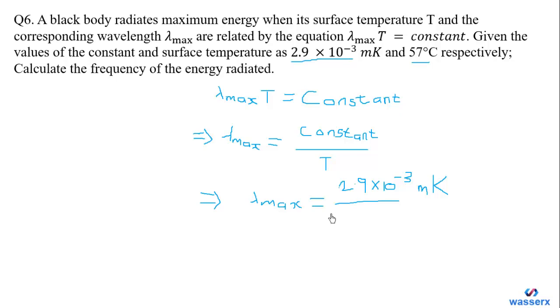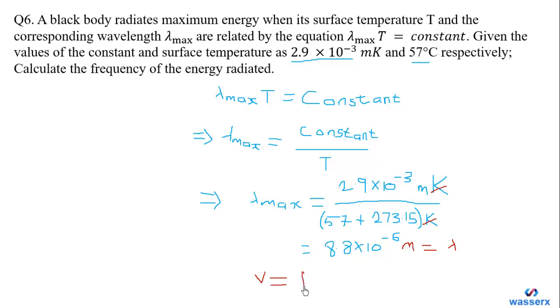Over 57 degrees, but we need to convert the 57 degrees Celsius into Kelvin by adding 273.15 Kelvin. So when we simplify all this, we use a calculator, and that will give us 8.8 times 10 exponent negative 6. So all this together, you add and divide. This thing will be in meters because the Kelvins will cancel out. So this is our maximum wavelength in meters.